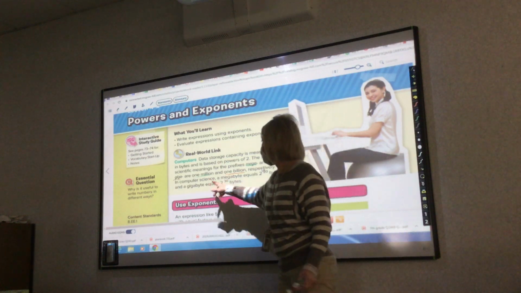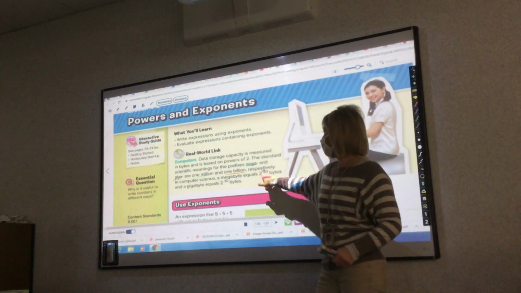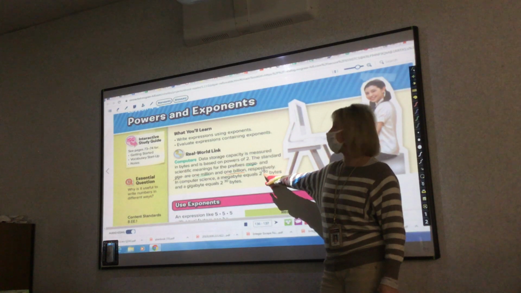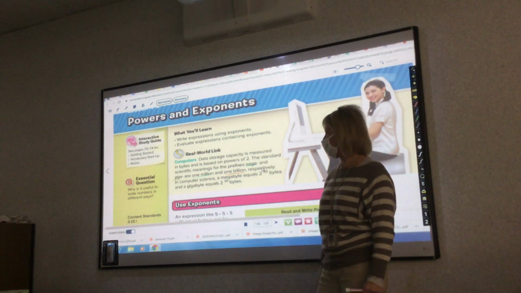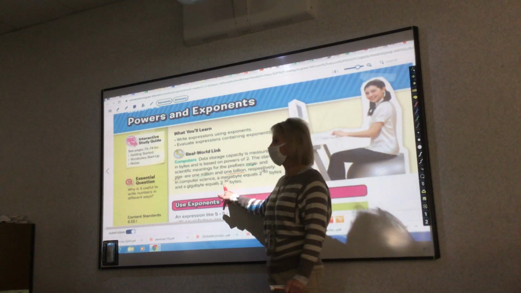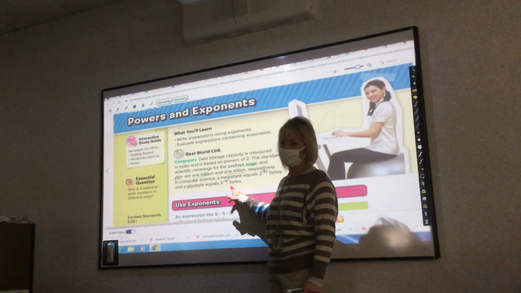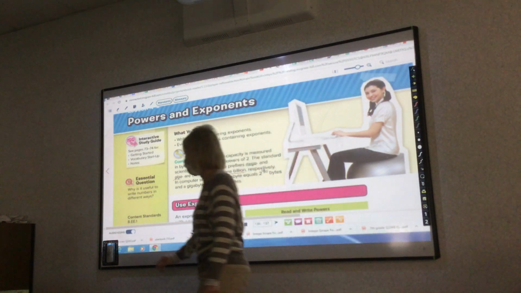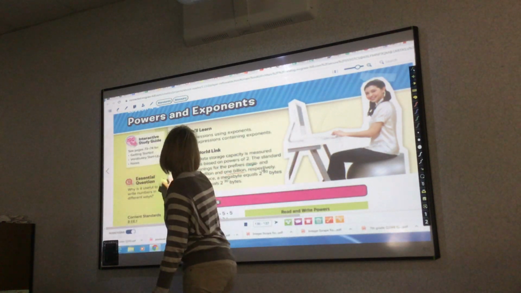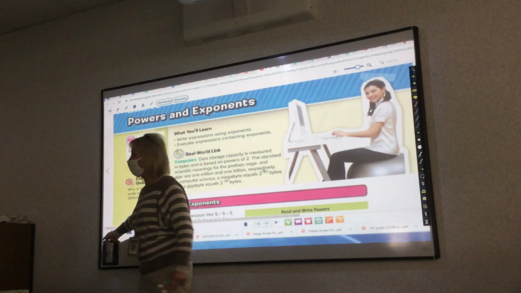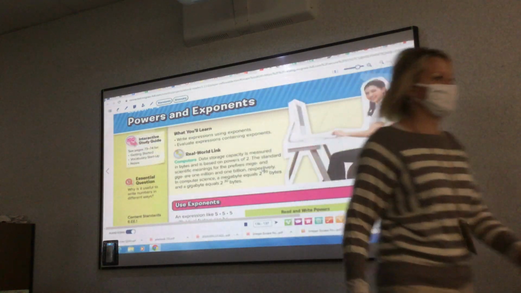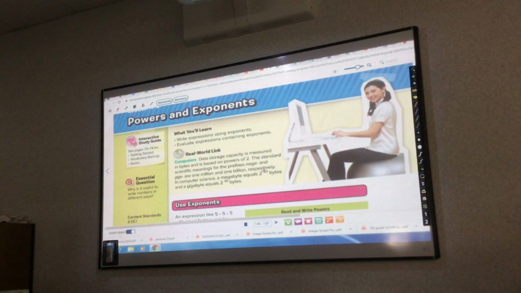It says in computer science, a megabyte equals 2 to the 20th power bytes, and a gigabyte equals 2 to the 30th bytes. Okay? So if you get into technology and stuff like that, you will be working with exponents, not just if you were into something in math.